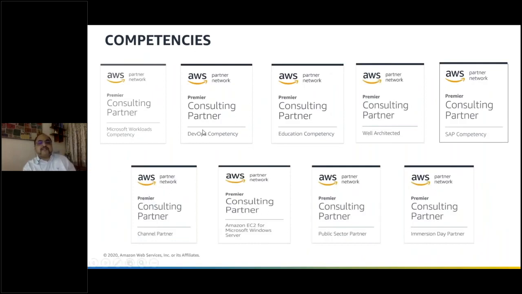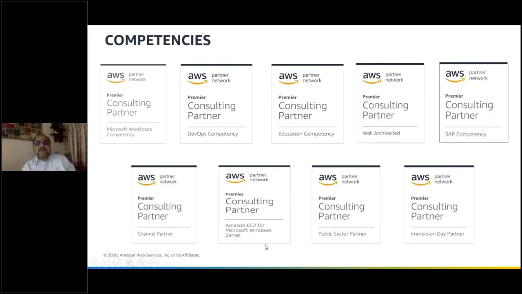An important point is that these smaller competencies are more difficult to get than a global partnership logo like a premier partnership. Many of these small partnerships actually team up to become a premier consulting partner. So we are a Microsoft workload competency partner, with DevOps, education, well architected, and SAP. In SAP, Minfy is one of the largest SAP migrators to AWS in India, and we have done close to 50 plus migrations, including greenfield ones for large enterprises, and we are maintaining them on AWS.